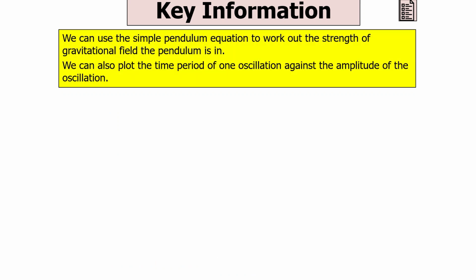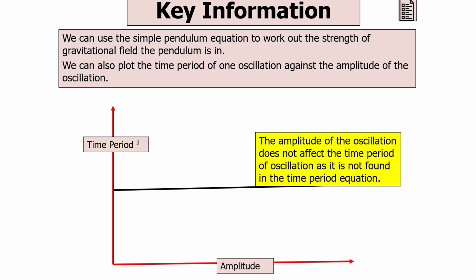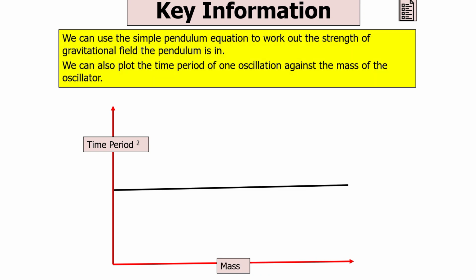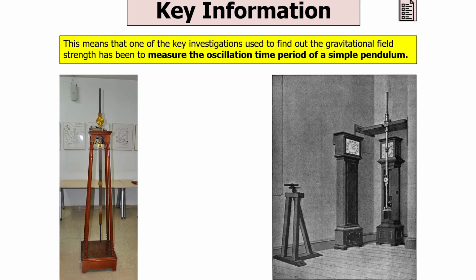We can also plot the time period of one oscillation against the amplitude of oscillation, T squared against the amplitude. Again, remember, the amplitude of oscillation does not affect the time period of oscillation, as it's not found in the time period equation. We could also plot the time period against the mass of the oscillator. Once again, the mass of the pendulum does not affect the time period of oscillation, as it's not found in the time period equation. This means one of the key investigations used to find the gravitational field strength has been to measure the oscillation time period of a simple pendulum.